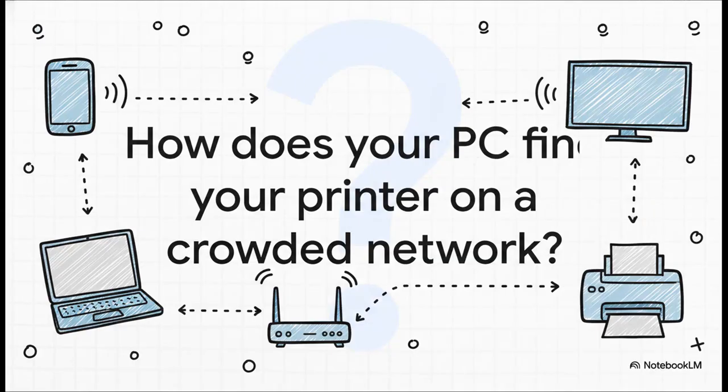Okay, let's just jump right in. Think about your home network right now. You've probably got phones, laptops, a smart TV, maybe a gaming console, all sharing the same Wi-Fi. You click print, and somehow that file zips straight to the printer and doesn't end up on your roommate's screen. How does your network pull that off so perfectly, every single time?